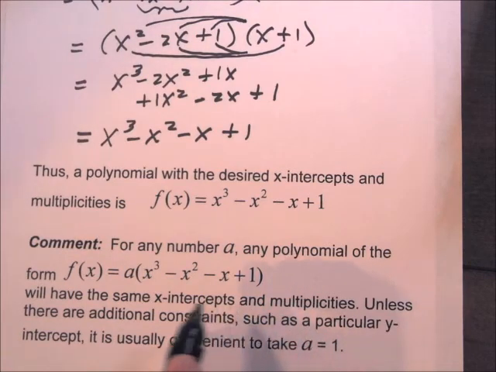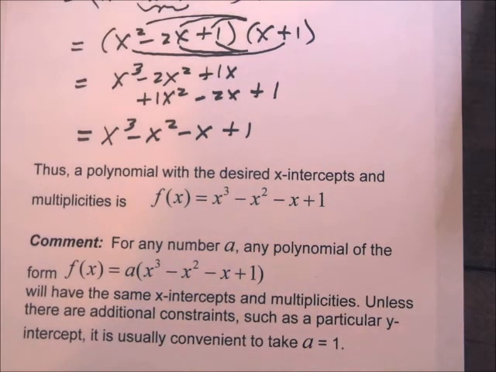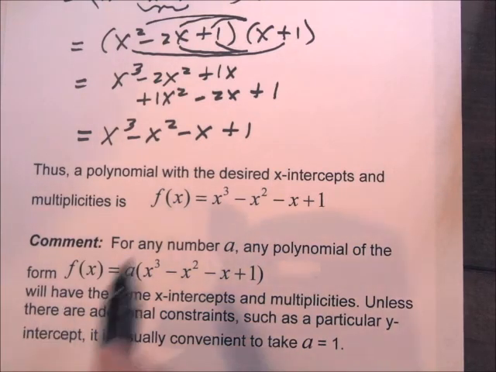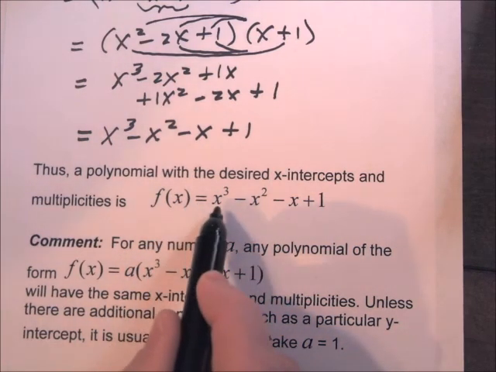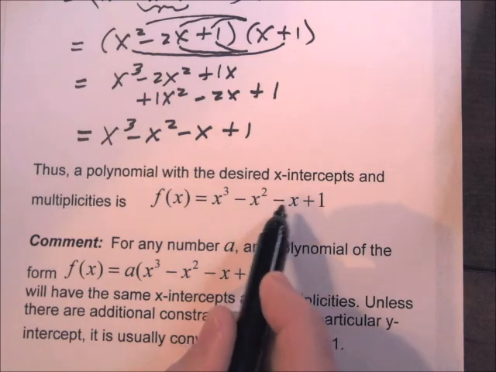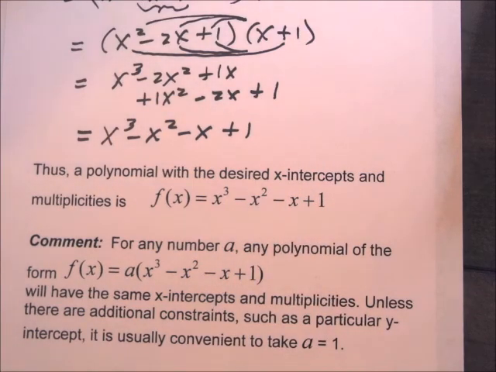So unless there's additional constraints, such as a particular y-intercept, it's usually convenient to take a equal 1. But again, there could be more than one answer. And so anyway, our final answer, f of x equal x cubed minus x squared minus x plus 1. And that concludes this presentation.